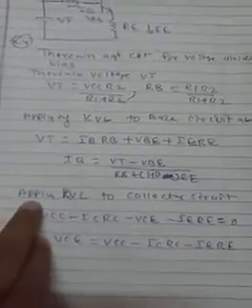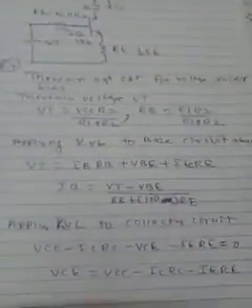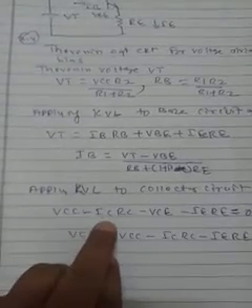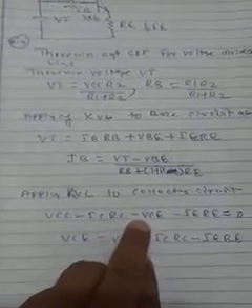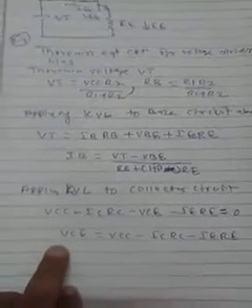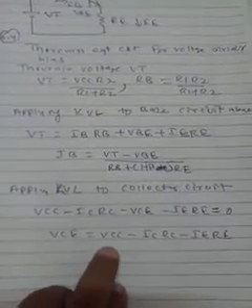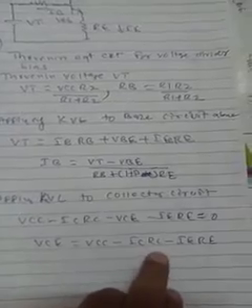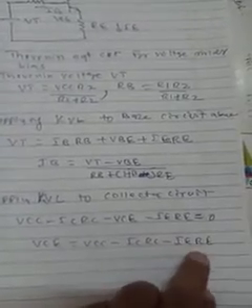The second time, we have to apply Kirchhoff's voltage law to the collector circuit, meaning in this circuit we have to apply Kirchhoff's voltage law. So after applying Kirchhoff's voltage law, what will we get? VCC minus IC RC minus VCE minus IE RE equal to 0. If you simplify this equation, we get VCE equal to VCC minus IC RC minus IE RE.